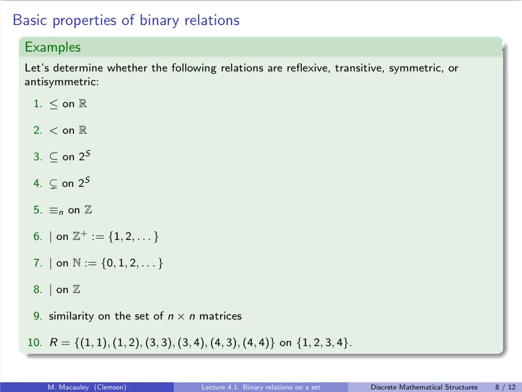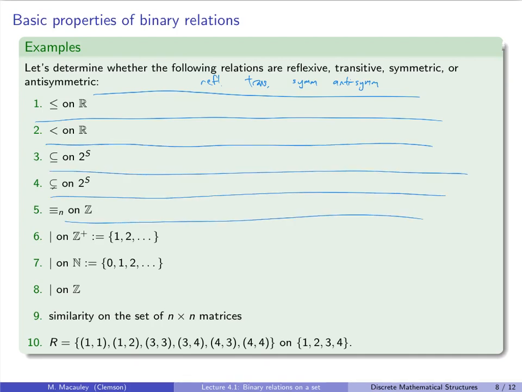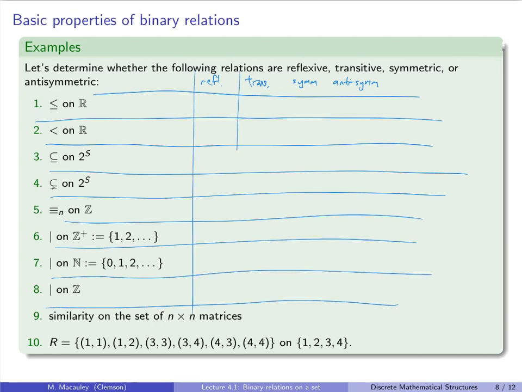Let's continue with some more examples, and let's determine whether the following relations are reflexive, transitive, symmetric, or antisymmetric. So I'm going to make a little bit of a table here. So let's do reflexive here, transitive, symmetric, and antisymmetric. And then I'm going to make some horizontal lines just so we can keep track as to which is which. Okay, let's break these up like this.